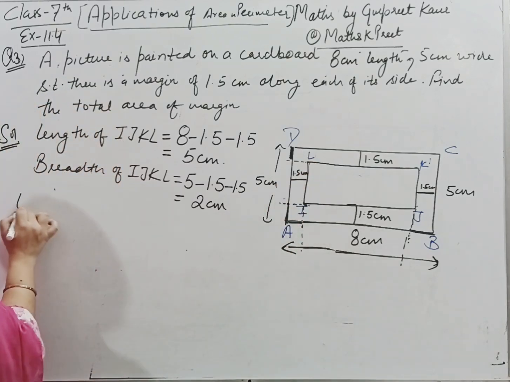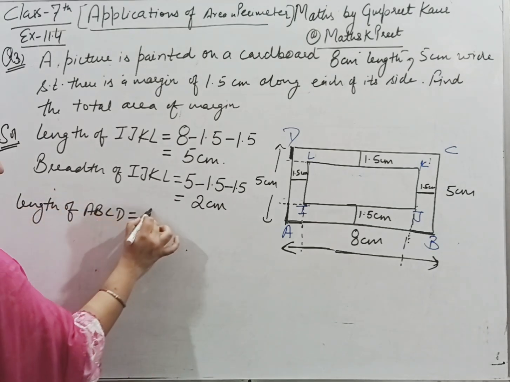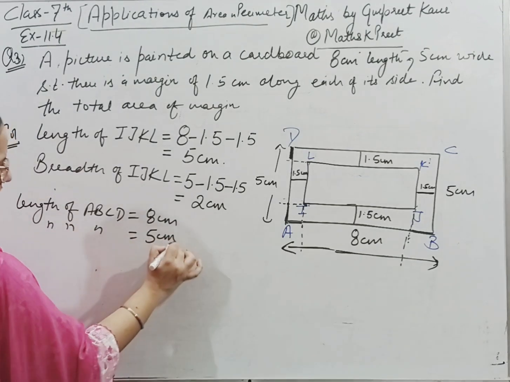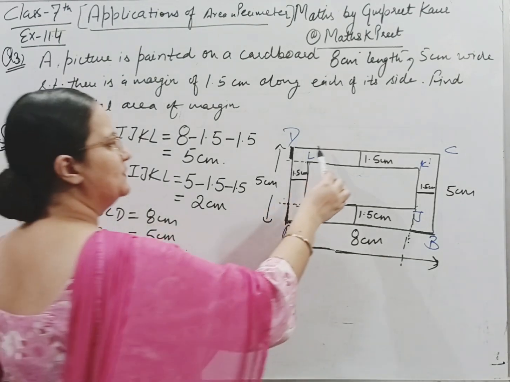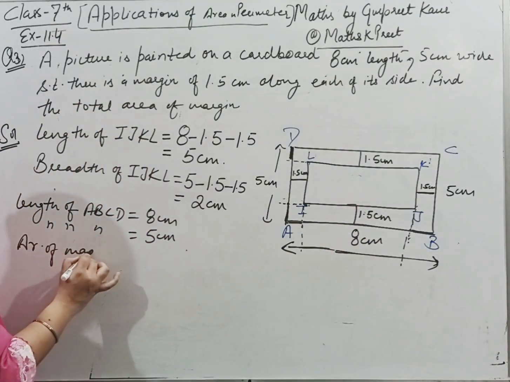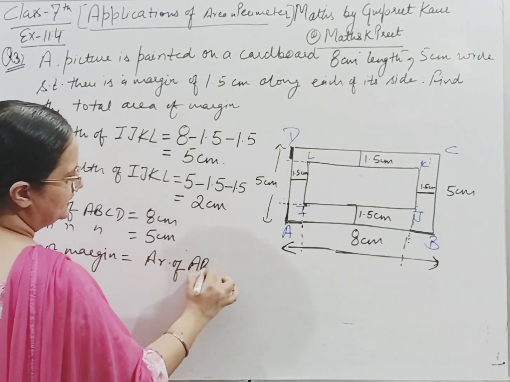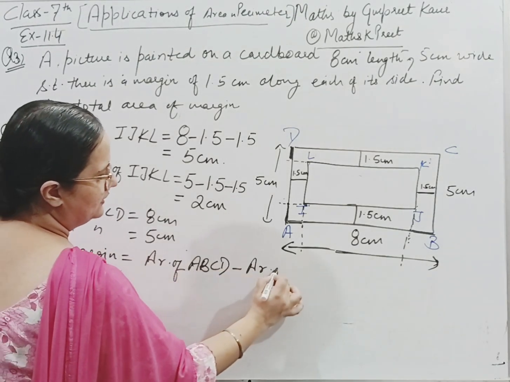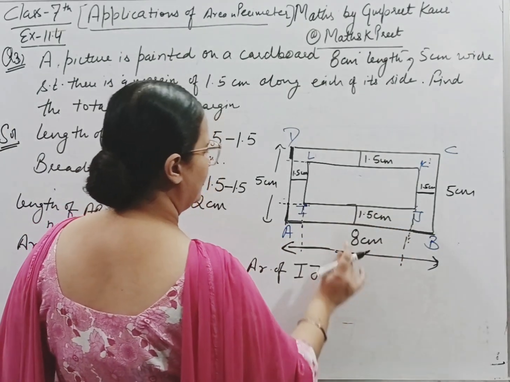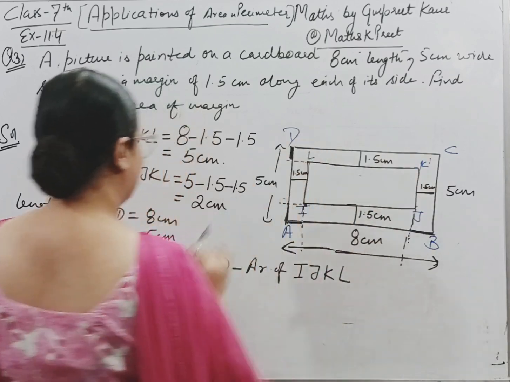Next we will write the length and breadth of ABCD. Length of ABCD is given 8 centimeter, and breadth of ABCD is given 5 centimeter. Now to find the area of this margin, what do I have to do? From the area of the bigger figure ABCD, I will subtract the area of the smaller rectangle IJKL. From this complete figure, when I subtract this, I will be left with the area of this margin.